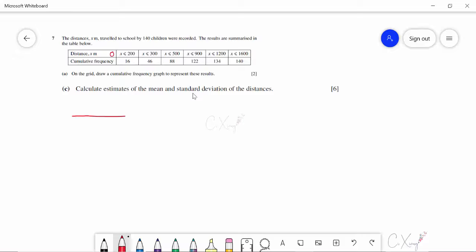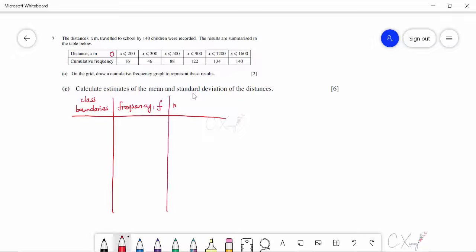Okay, so I will create a table to visualize everything clearly. So I will have the class boundaries. I want to list out all my class boundaries. And after that, I also want to know the frequency. I need the frequency to calculate the mean and also the standard deviation. Frequency is the f. And after that, I need the midpoint also.